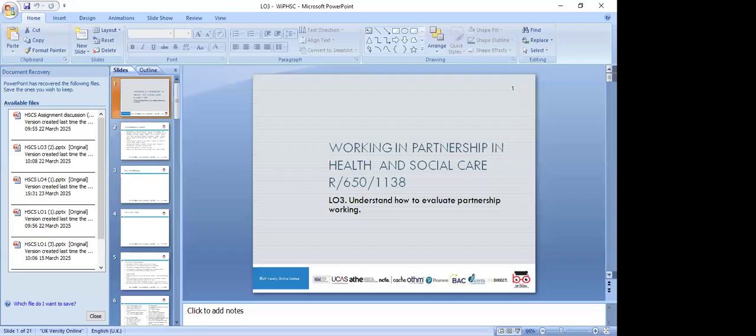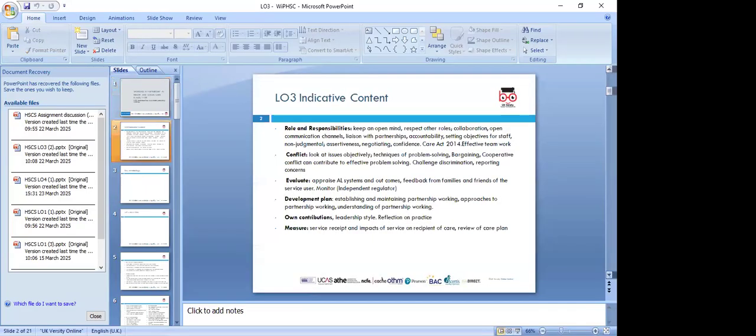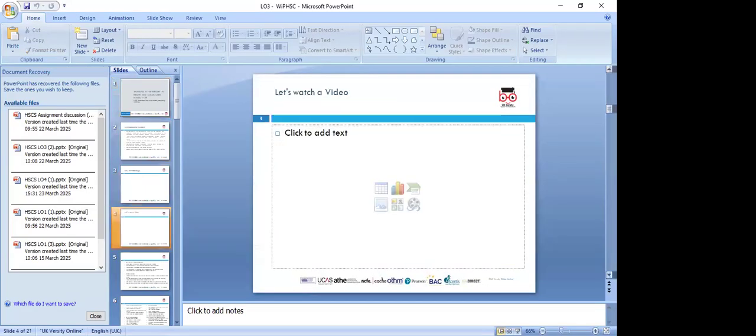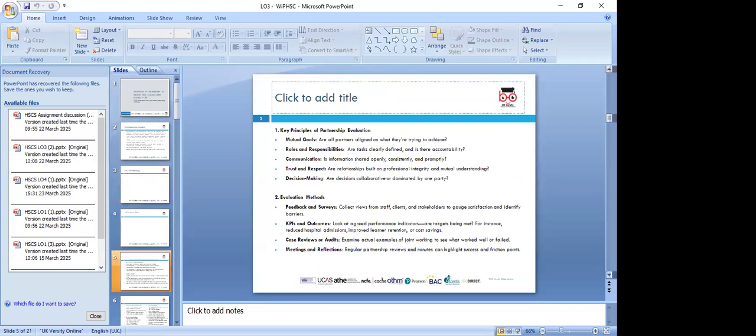Okay, partnership in health and social care. Understand how to evaluate partnership working. Obviously we are going to look into some key principles in partnership evaluation. There should be mutual goals, roles and responsibilities, communication, trust and respect, and decision making. Okay, very important.